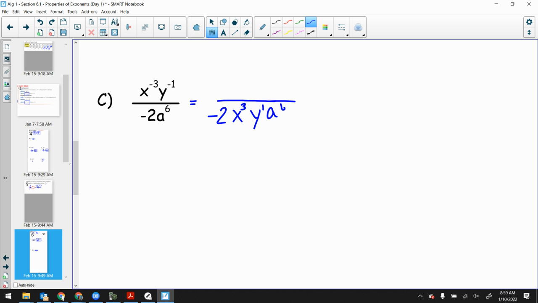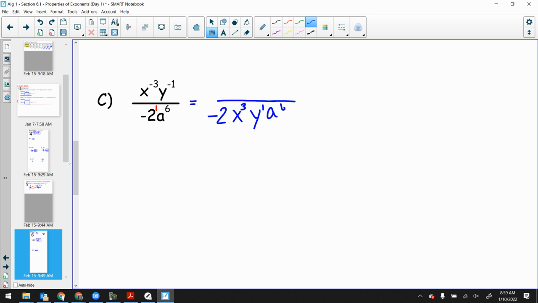Now, why is it happy where it is? Because the exponent on negative 2 is positive. Think about what the exponent on negative 2 is. Positive 1. If that were a negative exponent, then it would move. Don't confuse a negative exponent with a negative number. The number was negative. The exponent is positive.